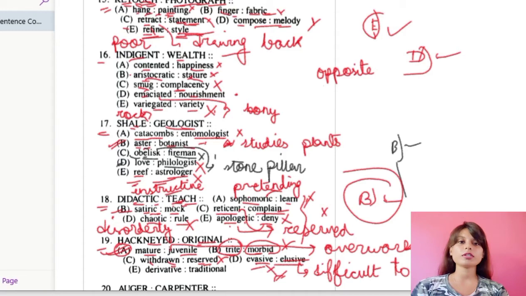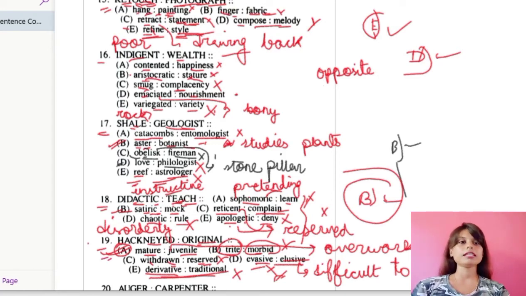Let us move over to the last option, that is derivative and traditional. Now traditional means conventional, something which has been practiced since generations, which is passed on to the next generations. And derivative means something you are taking from the original. It's not original, it's derivative. You are taking a portion or the idea from the original. So this is also not making any sense with the question provided. So we can fix option A as the correct option.